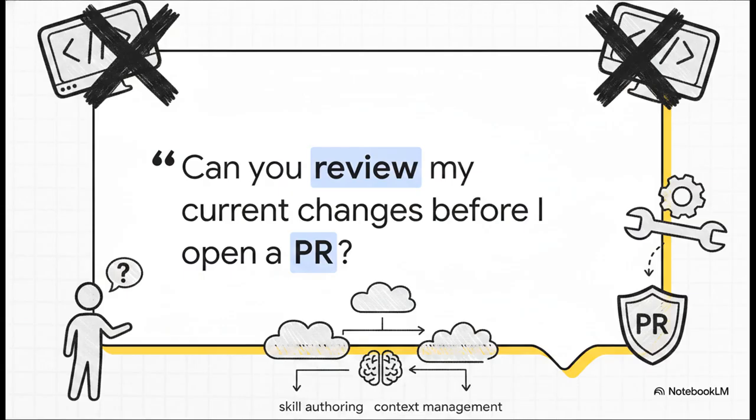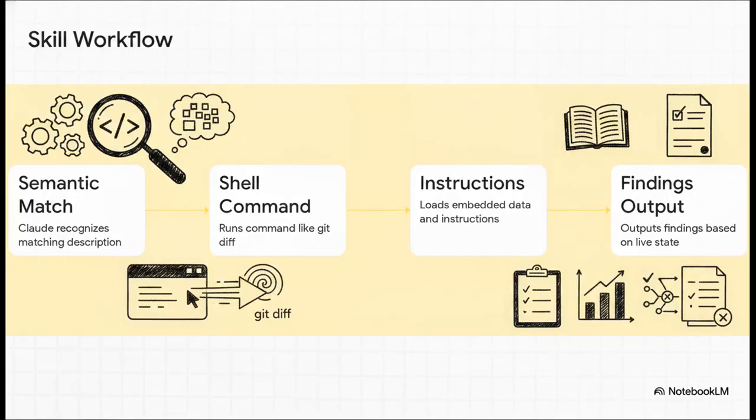So, what does this actually look like in practice? Let's look at our core example. Imagine a developer who's just about to open a pull request. All they do is type this plain English phrase, "Can you review my current changes before I open a PR?" Now, notice what they didn't do here. They didn't copy and paste a massive block of code. They didn't open a second terminal window to grab the Git diff. They literally just asked a question. Let's pop the hood and see the magic happening behind the scenes.